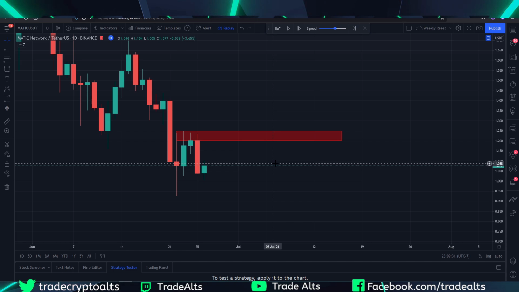All right, so let's see what happens. And also, you're going to notice that there's going to be a green support box here as well. That's going to form. So I'm going to let price develop again, and then we'll walk through that as well, because that's also in the chart that I shared.